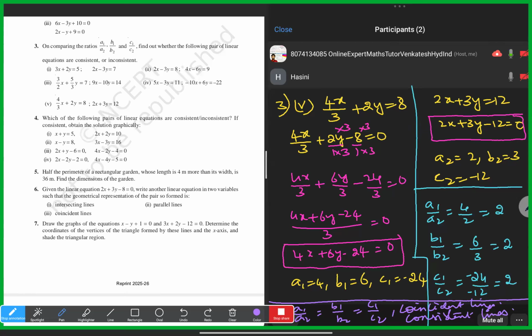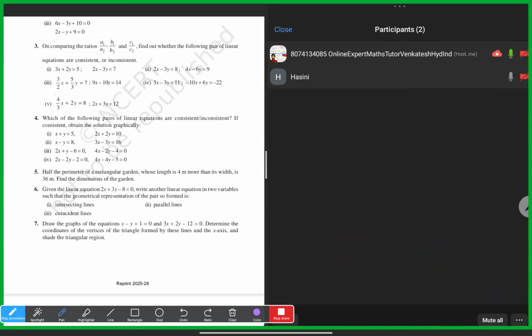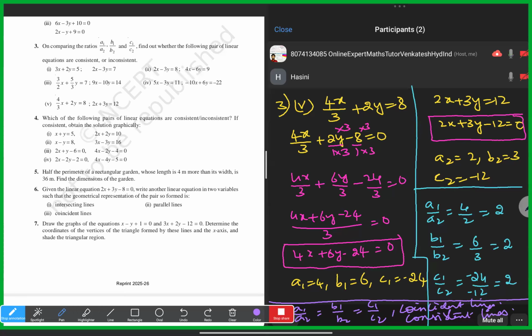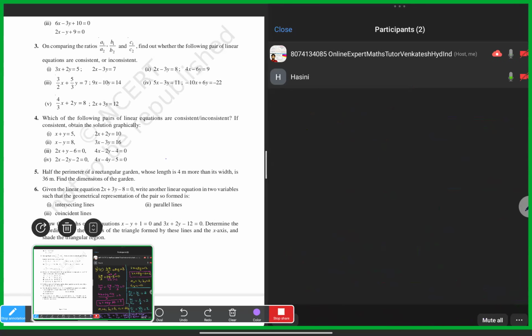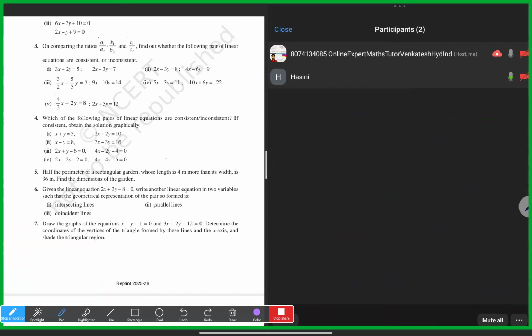We'll go to the fourth question. Ashley, once you read the question, fourth one. Which of the following pairs of linear equations are consistent or inconsistent? If consistent, obtain the solution graphically.